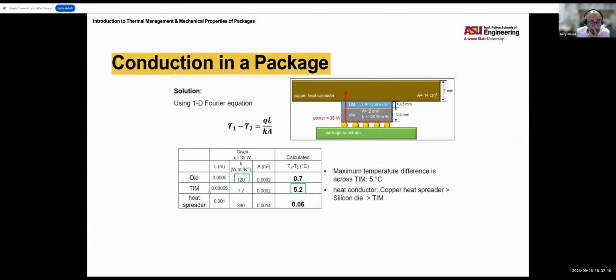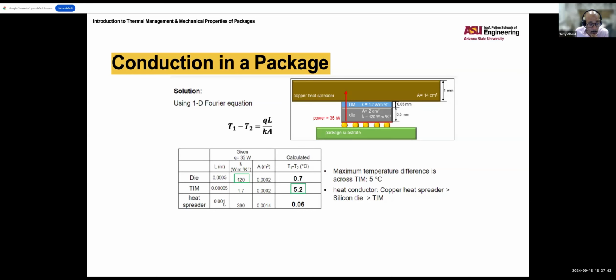Now, if we look across the TIM, the length is 0.05 millimeters. The thermal conductivity is, excuse me, 1.7. We have the same area as our die, and we end up with a 5.2 degree difference. So we're able to remove that heat.